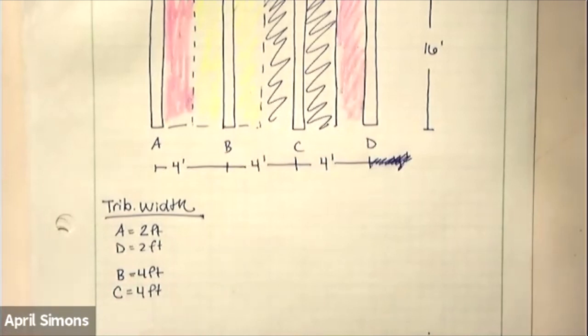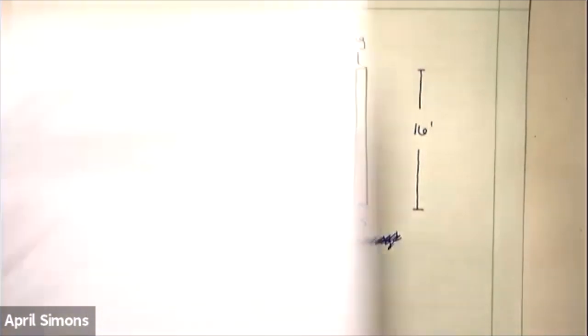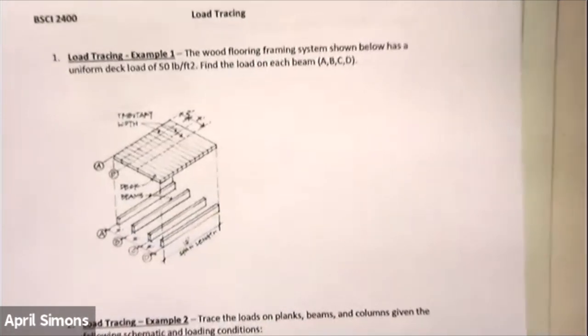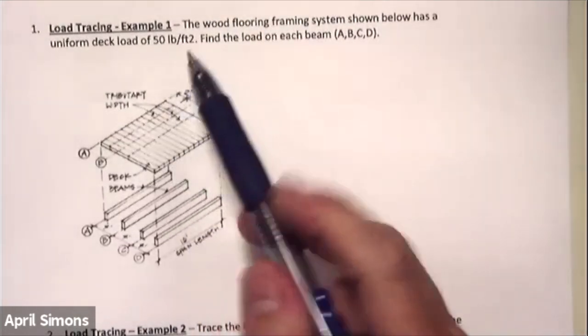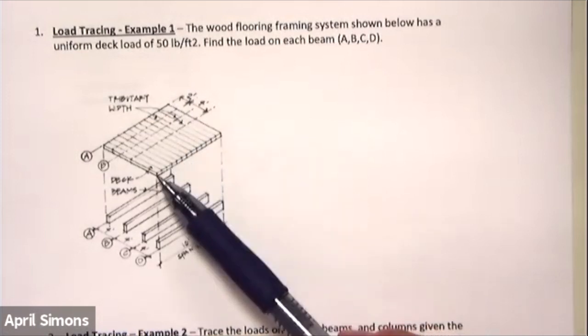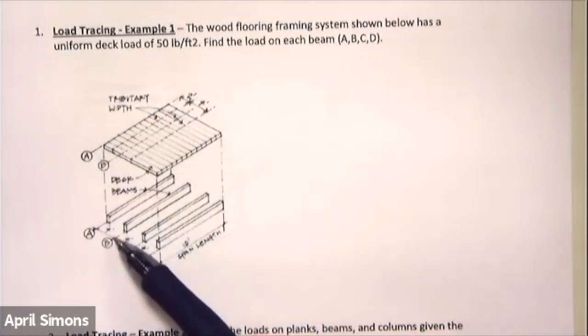Okay, so now this is where it gets to be not really hard, but it can be a little bit tricky to visualize how this is working. What we've done here is calculated our tributary widths. Given the layout that we have here, given that we have 4 foot between each of these beams, and there's a uniform deck load of 50 pounds per square foot on these beams, we now want to translate this to each of the beams. That's going to be done based on the tributary width.